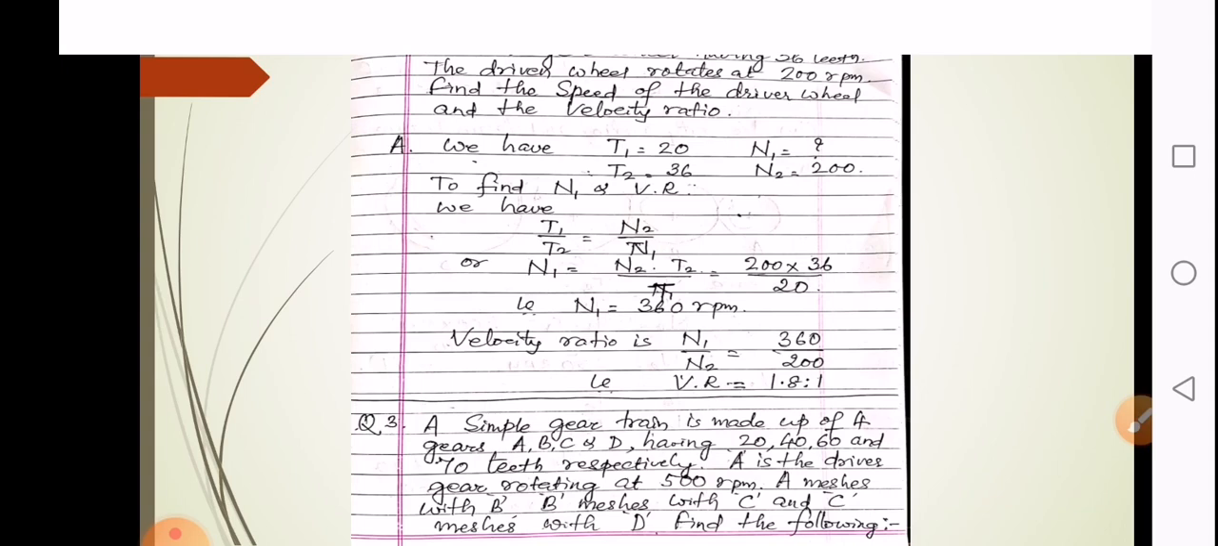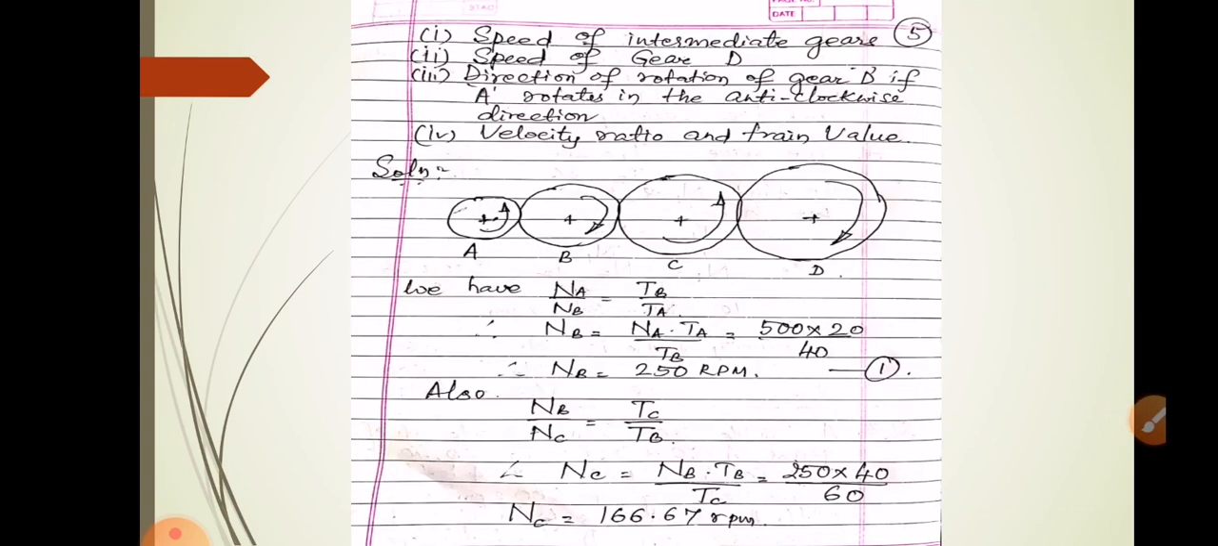A meshes with B, B meshes with C and C meshes with D, and we are required to find the following. So we need to find out the speed of the intermediate gears, that is the speed of B and C, then speed of gear D, and direction of rotation of gear D if A is rotating in the anti-clockwise direction, and finally the velocity ratio and the train value.